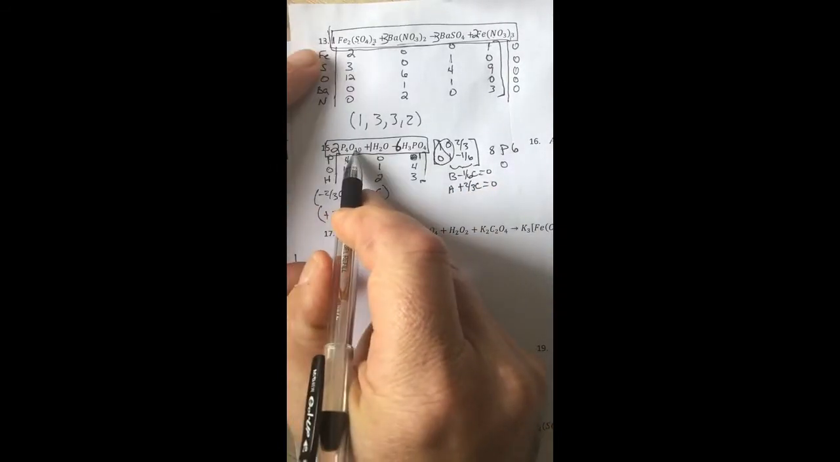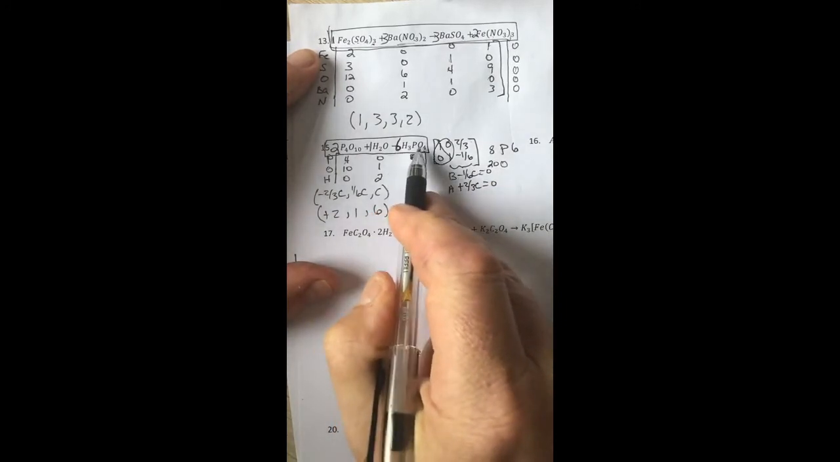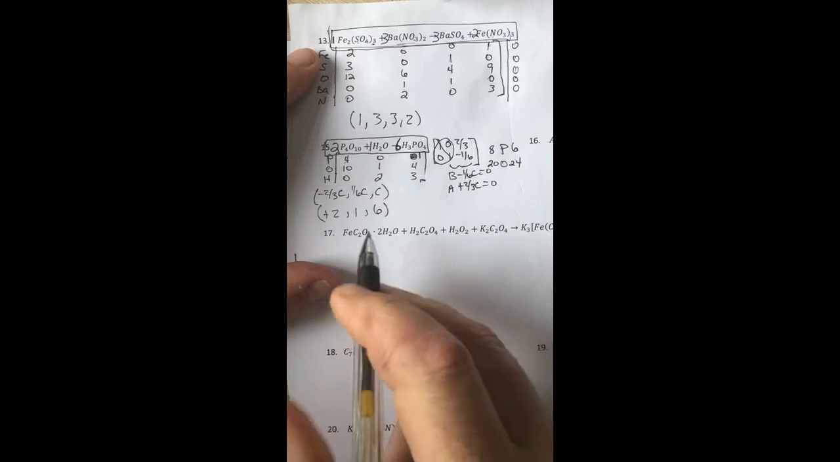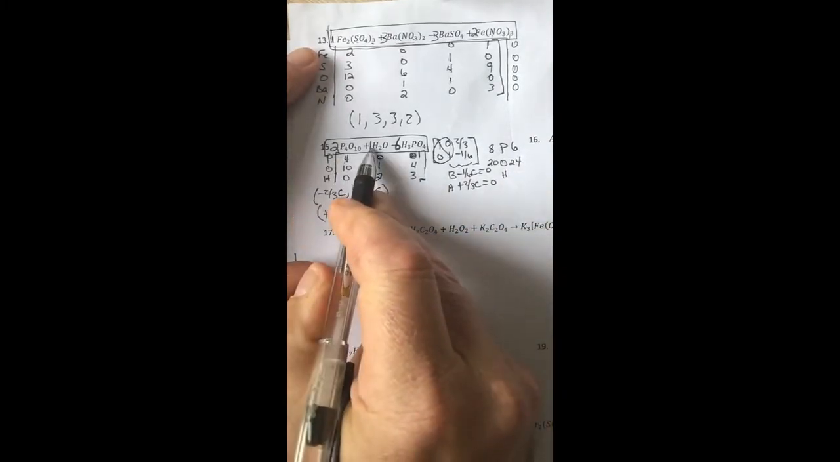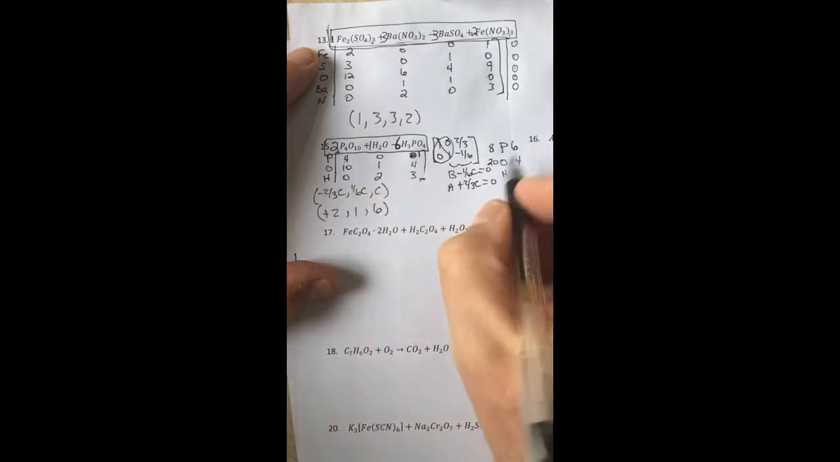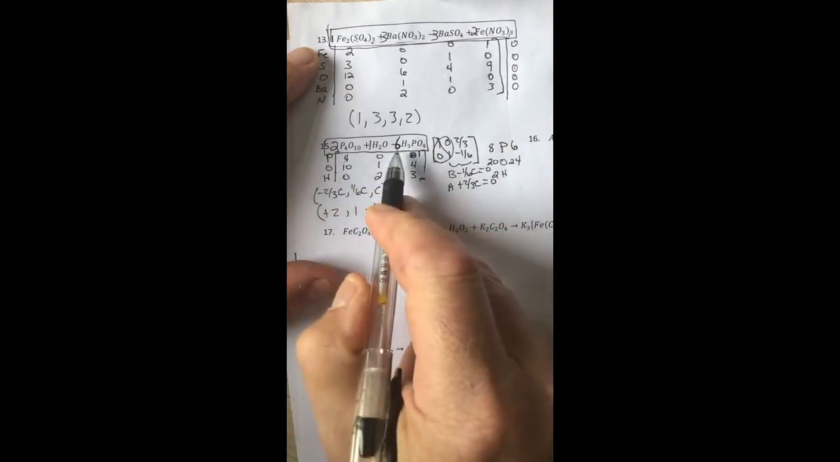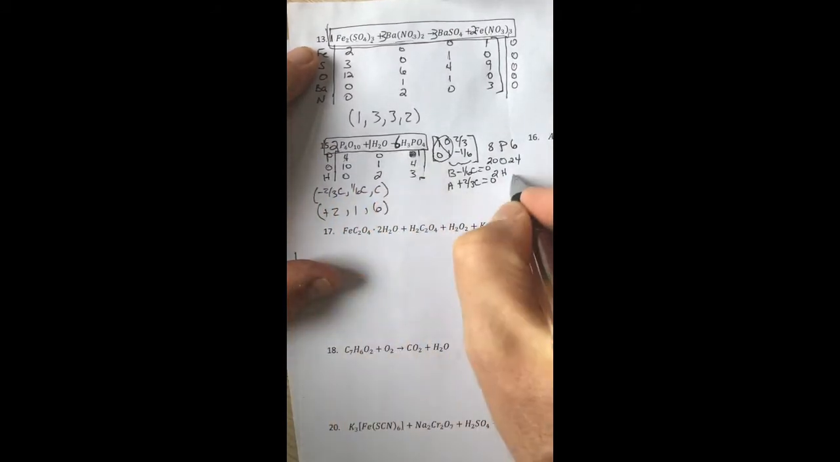Let's see what else happens. What else did we have? Oxygens. I have 2 sets of 10 for 20, and here I have 6 sets of 4 for 24. Things are not looking good. And then hydrogen. Here I have 1 package of 2, and here I have 6 packages of 3. Okay, that's definitely a problem.